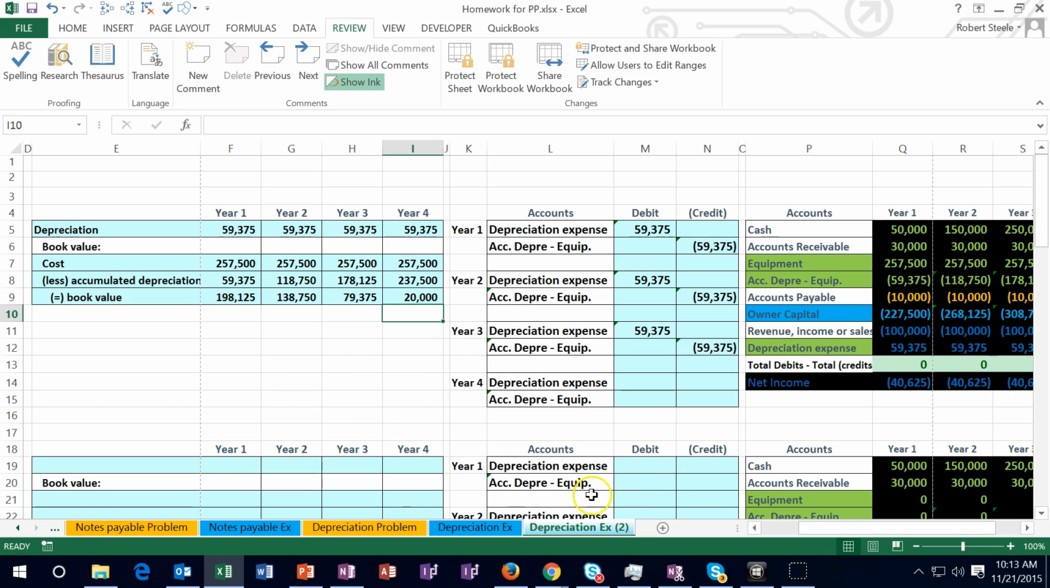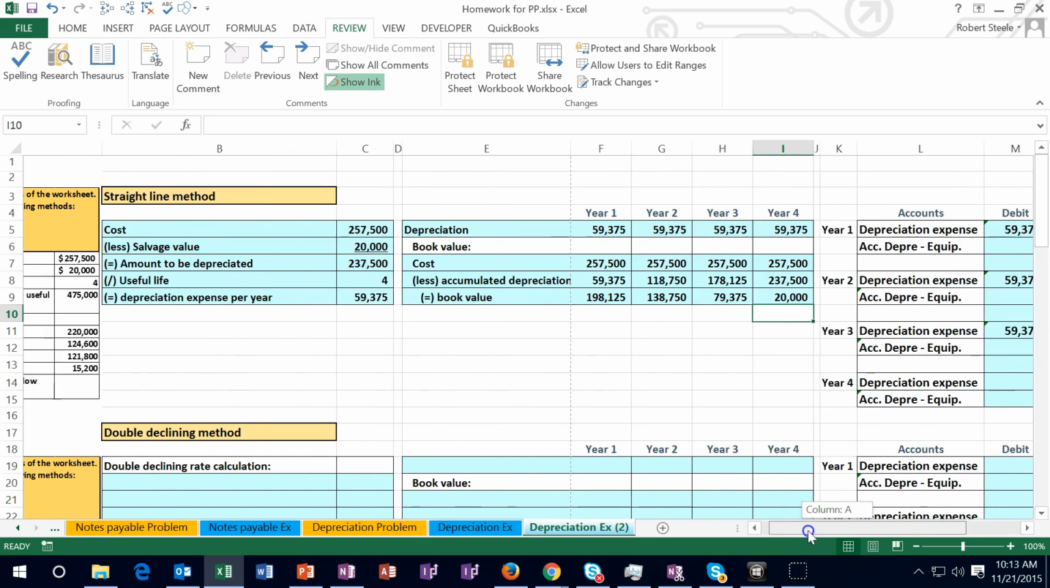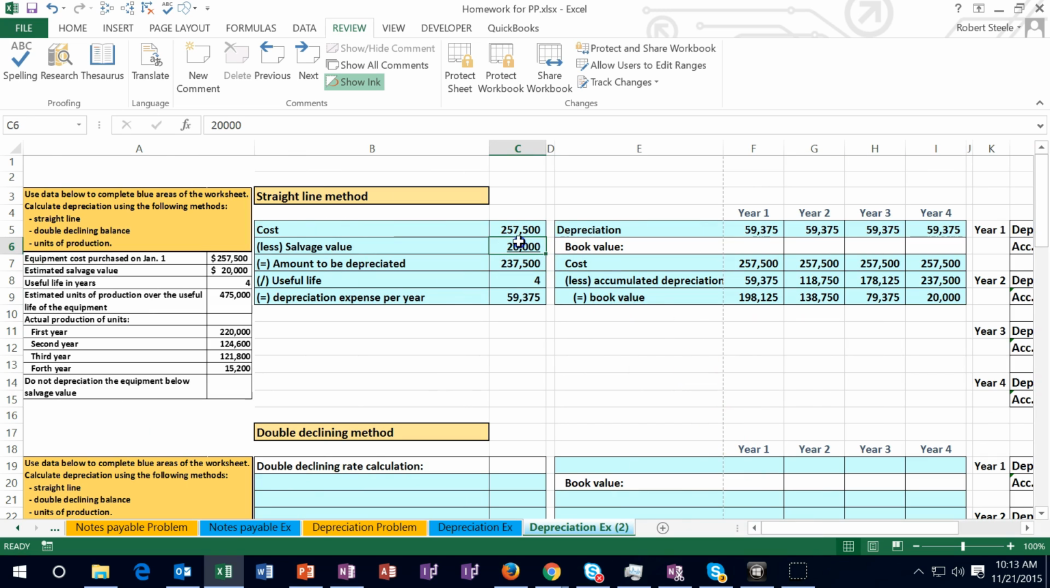That 20,000 should look familiar because that equals our salvage value. So you remember that the salvage value is what we wanted to bring the cost down to, because that's going to be the value of the equipment after its useful life is over. Useful life being 4 years. Therefore, the book value needs to be down to 20,000. If we go under that, then we're going below the salvage value, and that's not what we want to do.